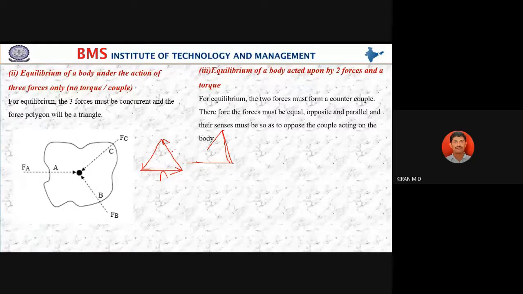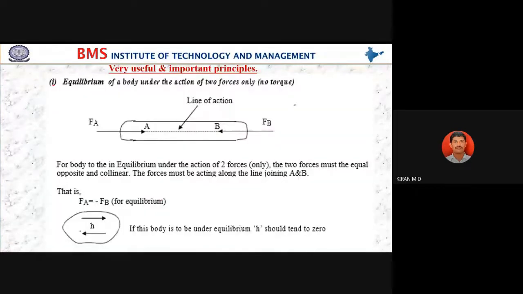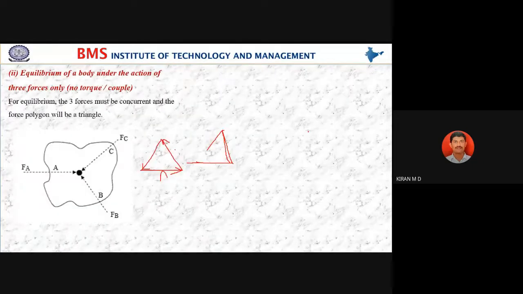And the third one, equilibrium of a body acted upon by two forces and one torque. Like the previous case, two forces and one torque. For equilibrium, the two forces must form a couple, with a counter couple. The forces must be equal, opposite and parallel, and there must be an opposing couple acting on the body. It is a very simple concept. See here, in the previous figure I showed you this one, this becomes the couple.